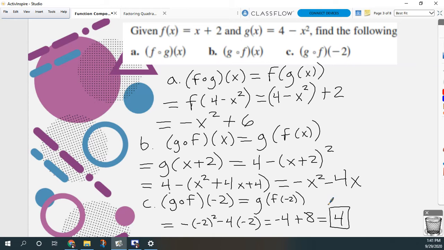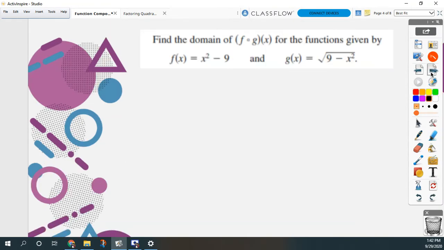Also notice that if I had just taken that negative 2 into my f, it would be negative 2 plus 2, which is 0. Plugging then 0 into g, I get 4 minus 0, which is also 4. So like I said, we get the same thing no matter which way we do it.